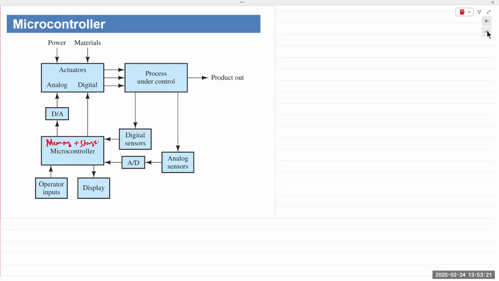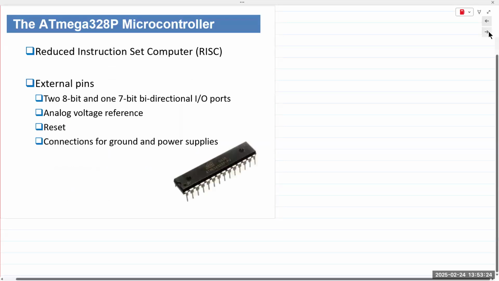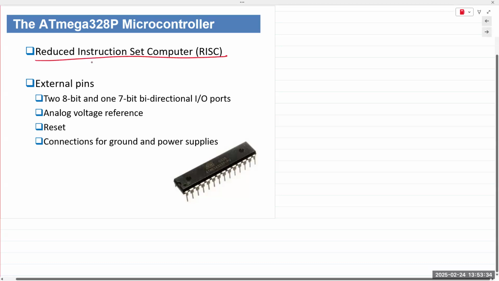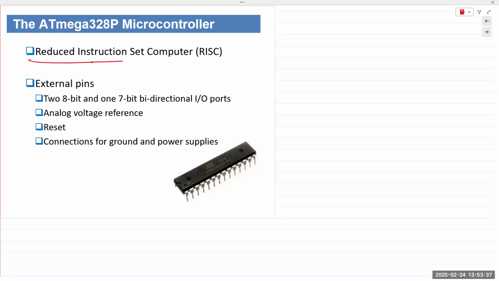One of the most popular microcontrollers right now, well, not right now, as a student that you can use, is the AT328. This is an 8-bit microcontroller with a reduced instruction set. Hence, it is also known as a RISC, reduced instruction set computer. It has bidirectional I/O ports, meaning it can receive data and it can also send out data. And there are connections for ground and power supplies that it can provide.